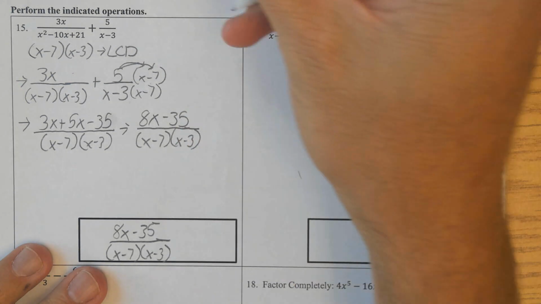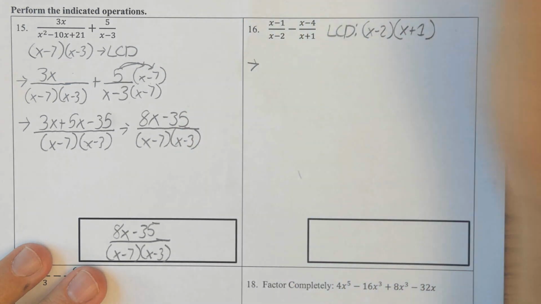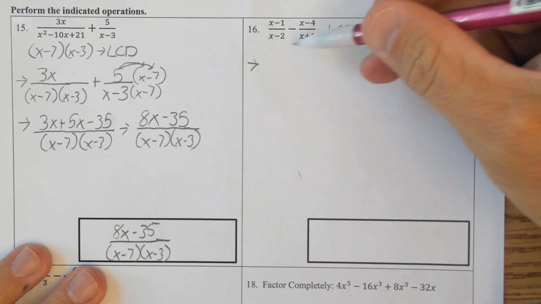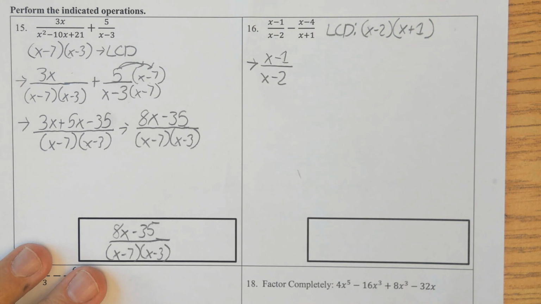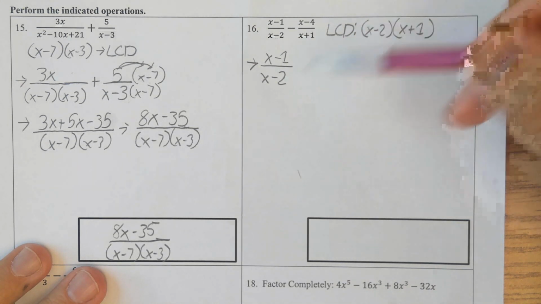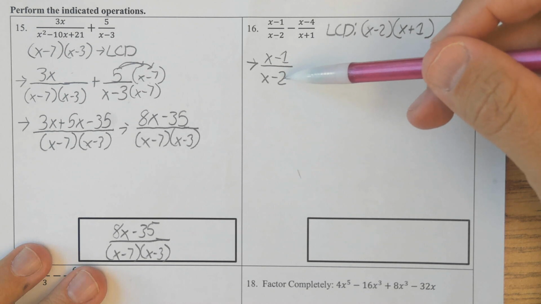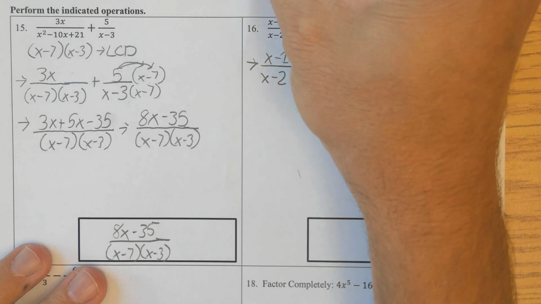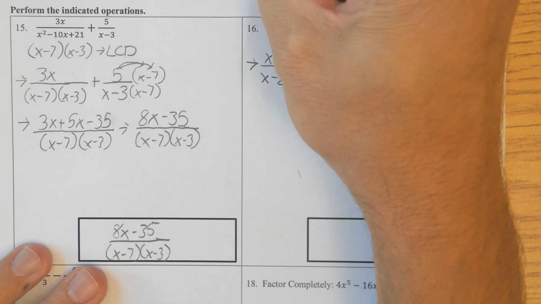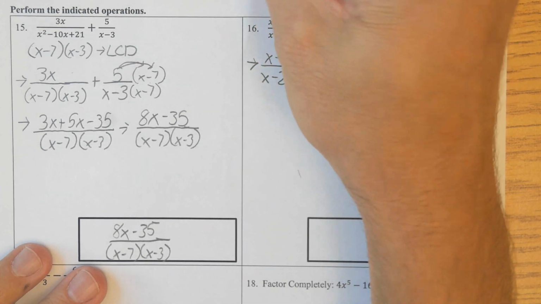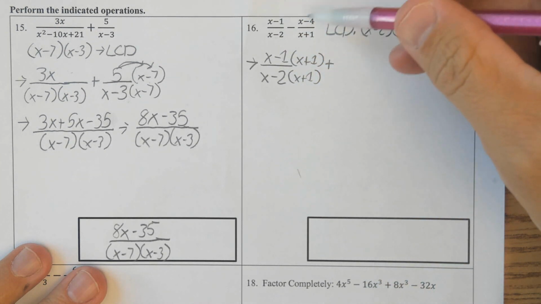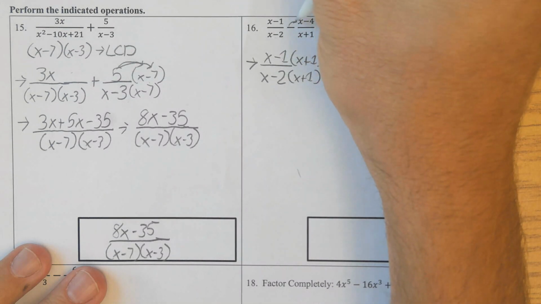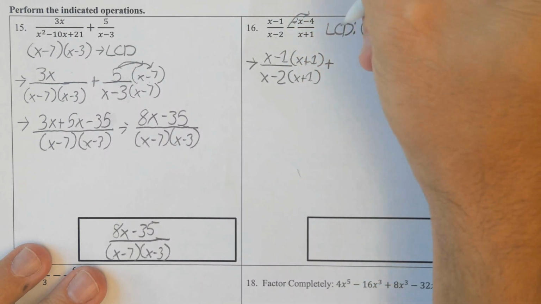Okay? So what that means is that I need to change both of these denominators to this. So that x minus 1 over x minus 2, I say to myself, okay, I have the x minus 2 already in the denominator from the original problem, but I need the x plus 1 as well. So I go ahead and multiply top and bottom by x plus 1. This now becomes a plus. And remember, whenever you have a subtraction sign, you distribute that to both terms, to the x and to the negative 4. So now I'm going to have this.